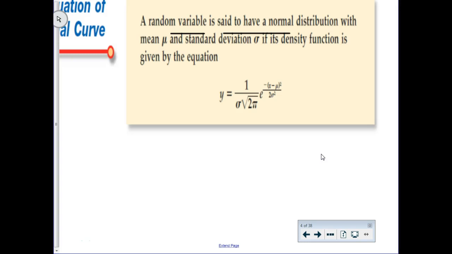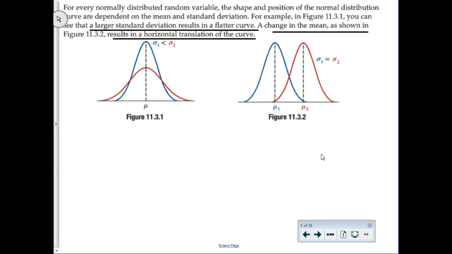That's the formula. Yeah, cool. So we're going to skip that. All right, so let's take a look here, guys.